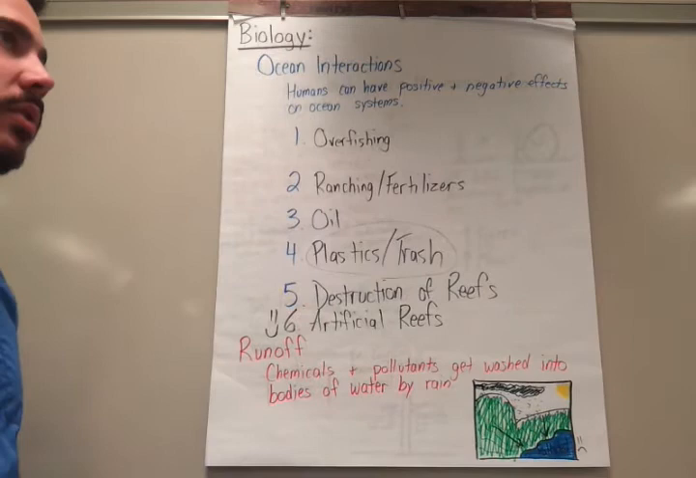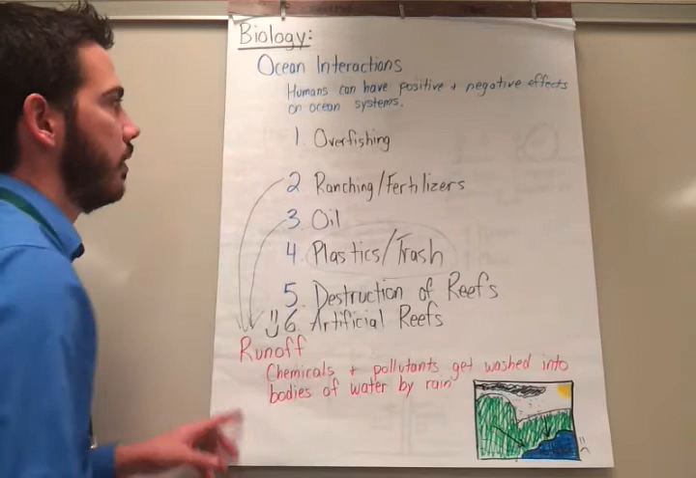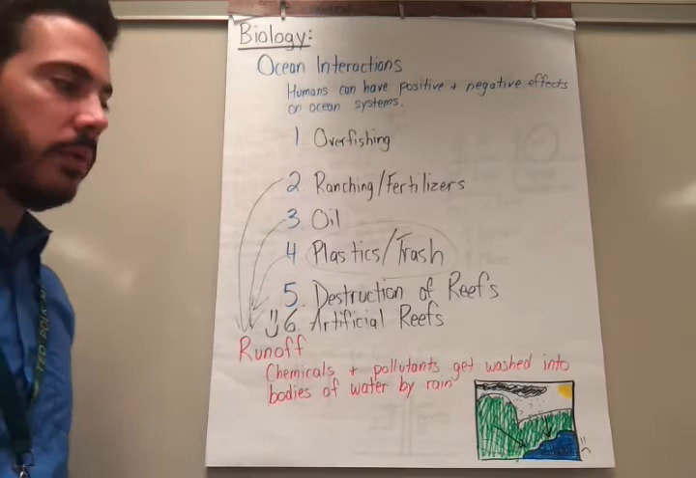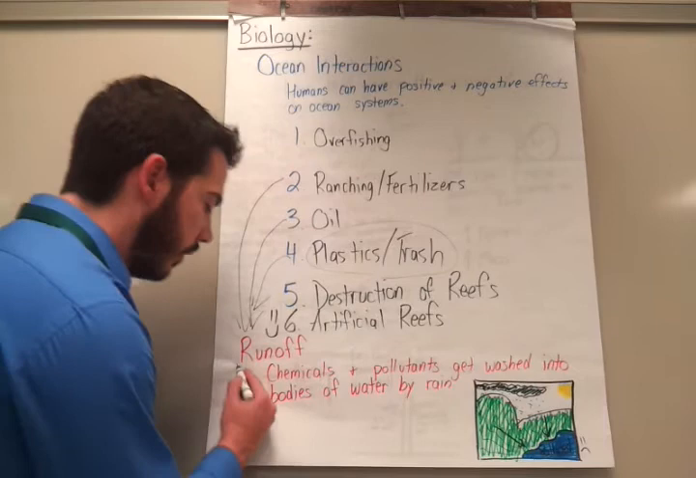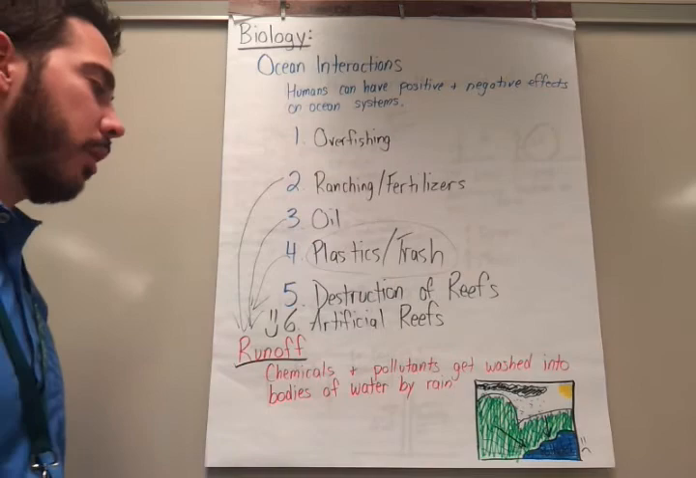At the bottom, we're talking a little bit about runoff. This relates to this and to this. So these chemicals that we use all the time, chemicals that we use in fertilizers, the chemicals in urine and feces, our trash, anything that we put into the ground can undergo a process called runoff. And the runoff is when chemicals and pollutants get washed into bodies of water by rain.